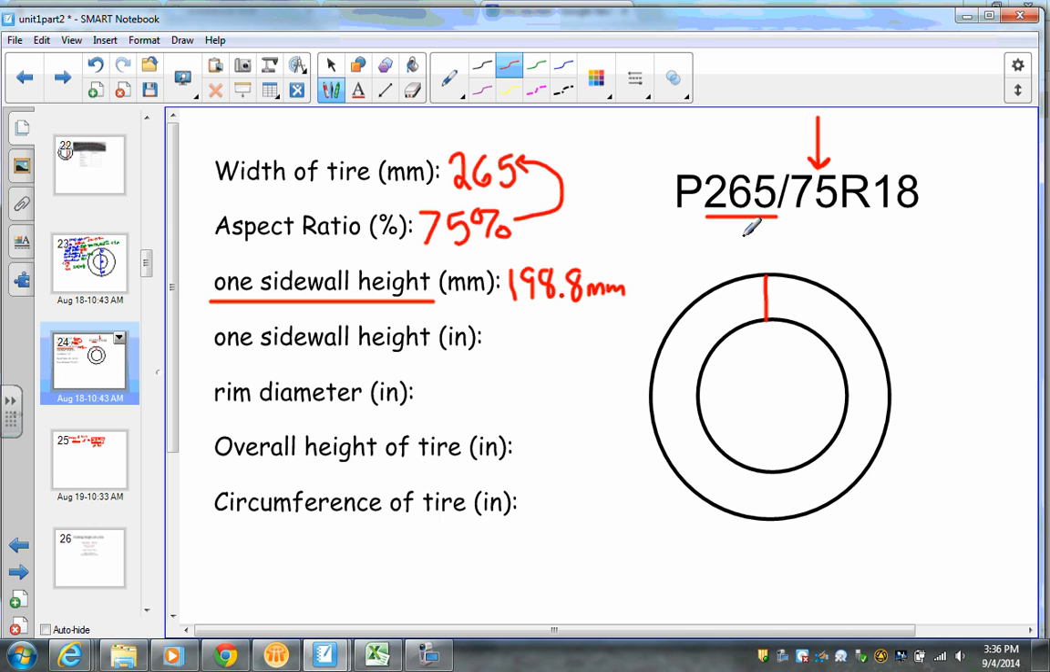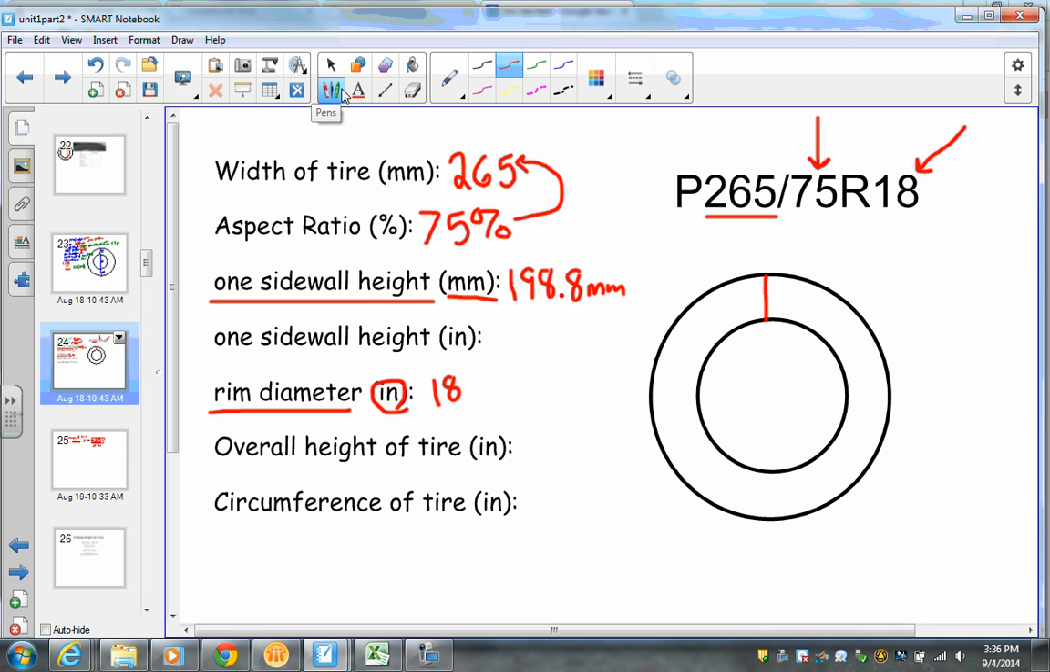Okay, now here's the problem with millimeters. I'm going to skip down to the rim diameter. It is this last number in the size, which is 18. The rim diameter is in inches, but the sidewall height is in millimeters, so we have a difference of measurements. So I'm going to convert the sidewall height to inches.